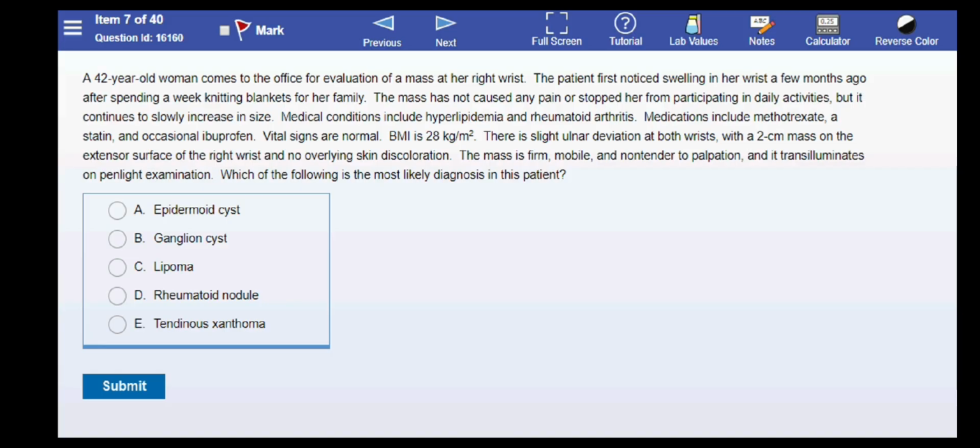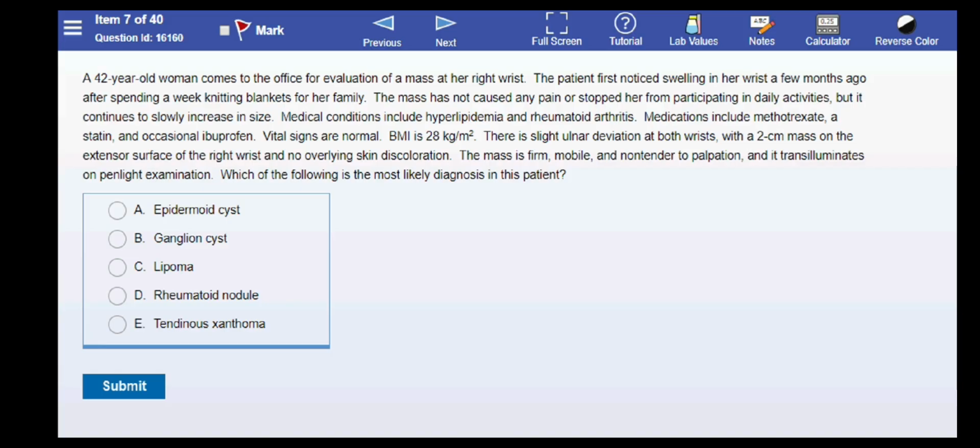Vital signs are good, BMI a little bit high, but we have slight ulnar deviation at both wrists with a 2 centimeter mass on the extensor surface of the wrist. Without skin discoloration, the mass is firm, mobile, non-tender to palpation, and transilluminates on penlight examination. This sentence makes the diagnosis obvious. When you see transilluminates, this is just a mass with fluid.